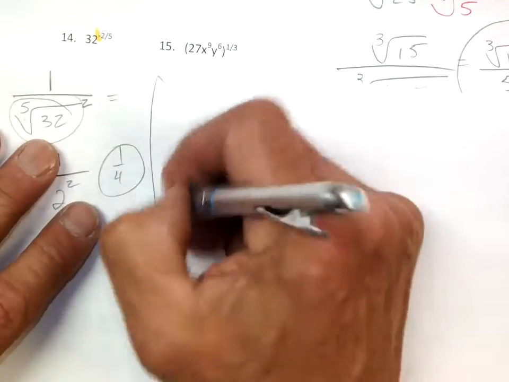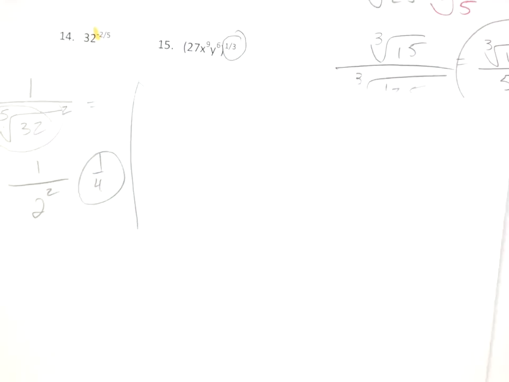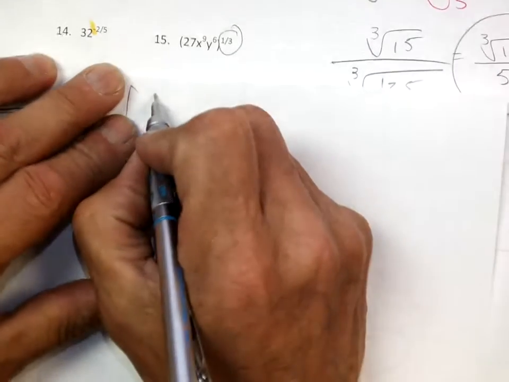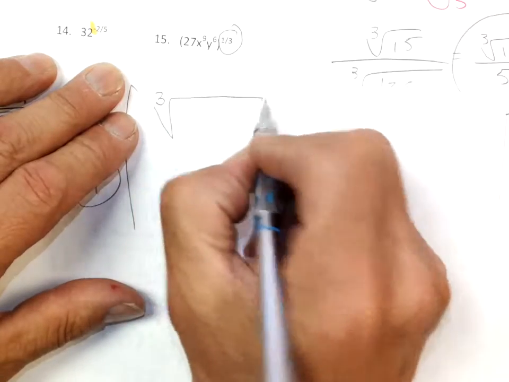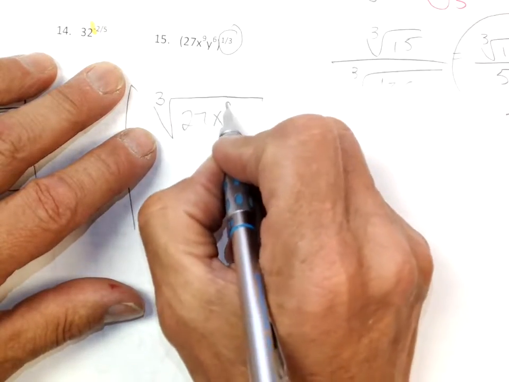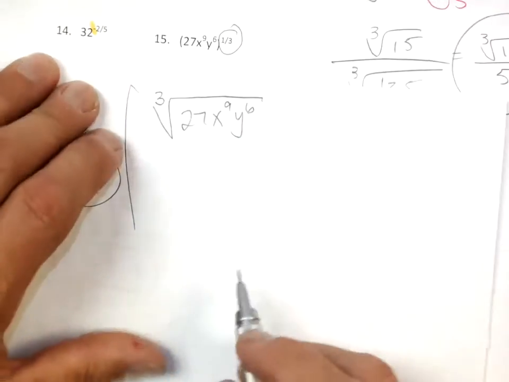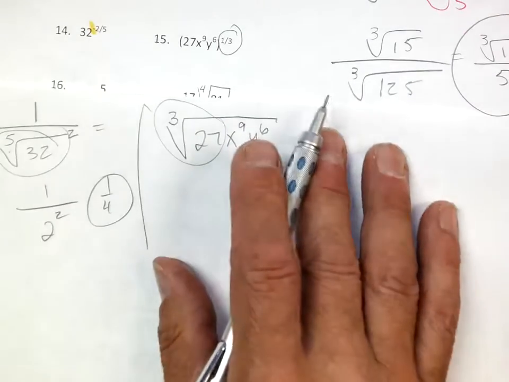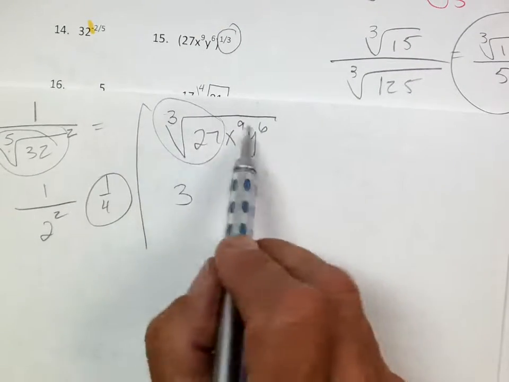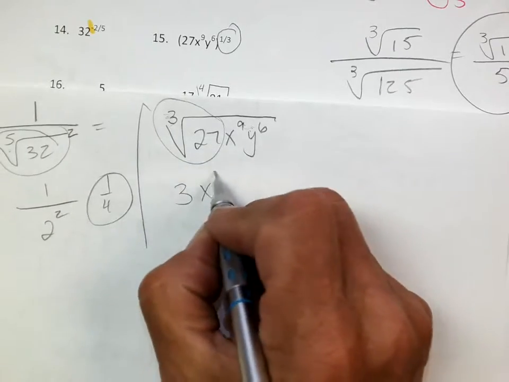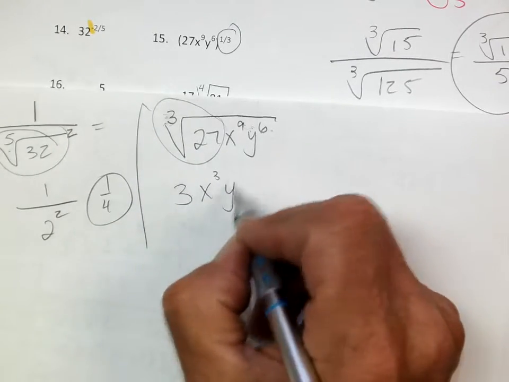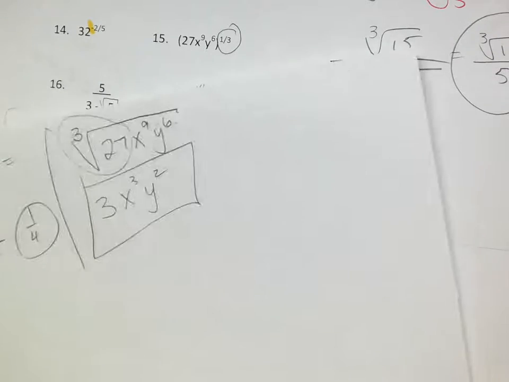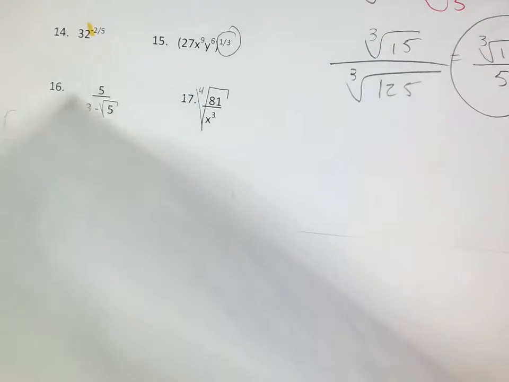But actually, 15's not so bad. 15's actually pretty easy. What do you know about a 1/3 power? It's same as cube root. Everybody agree? So let's rewrite this thing as the cube root of 27x9y6. Okay? So what's the cube root of 27? 3. It is 3. Everybody agree? Take a third of the exponent. So we get an x to the third. Take a third of the exponent. We get a y to the second. Bam. Kabam.